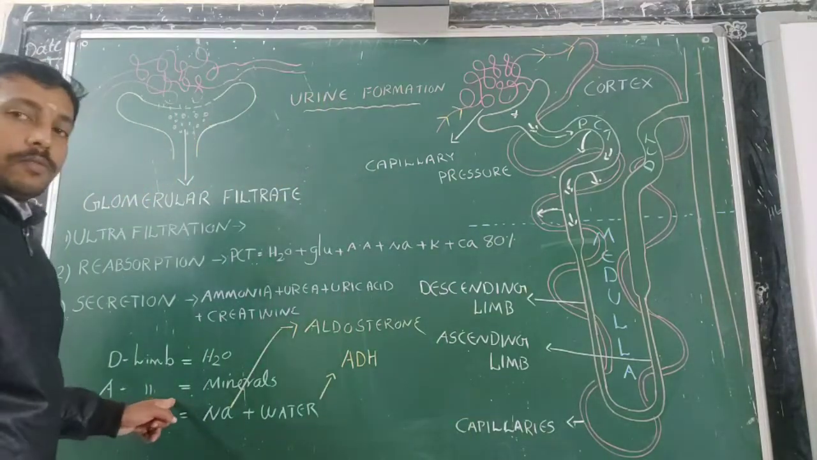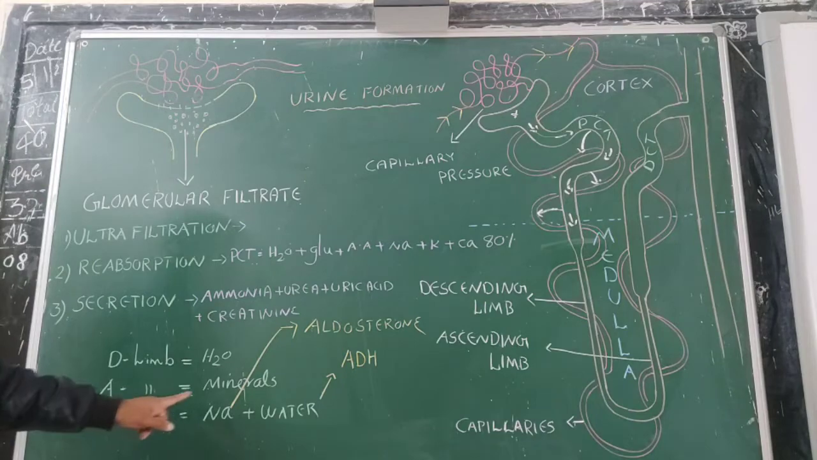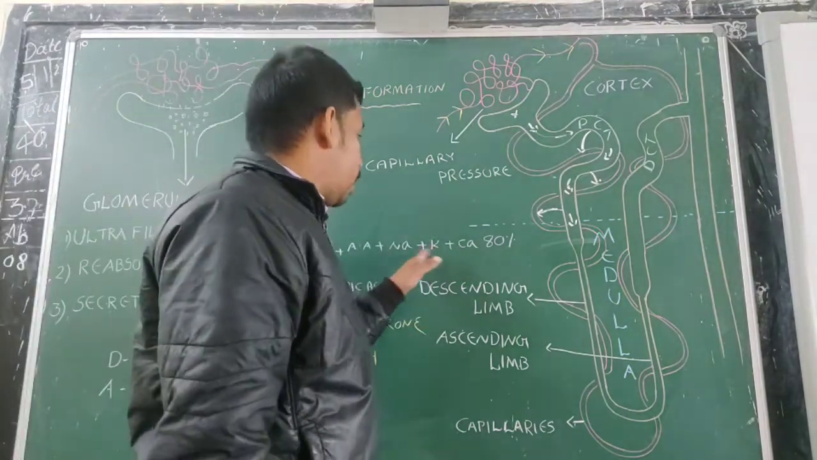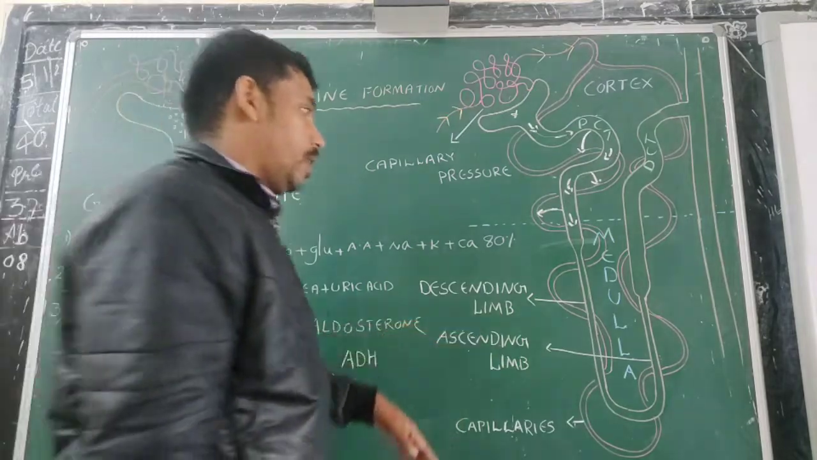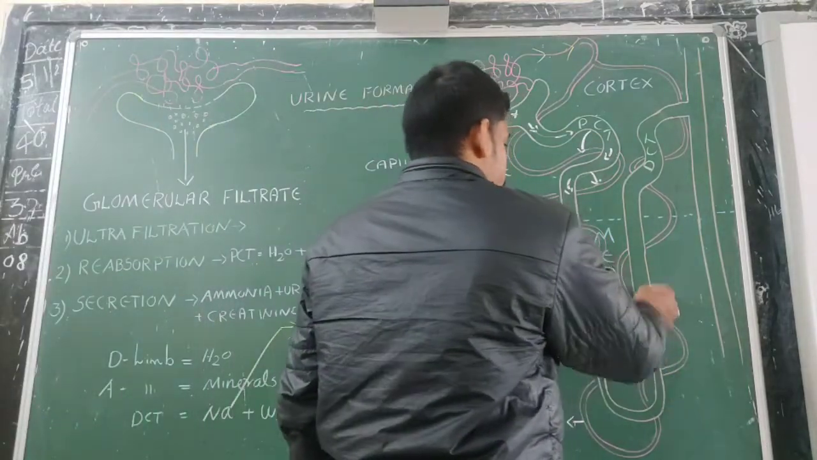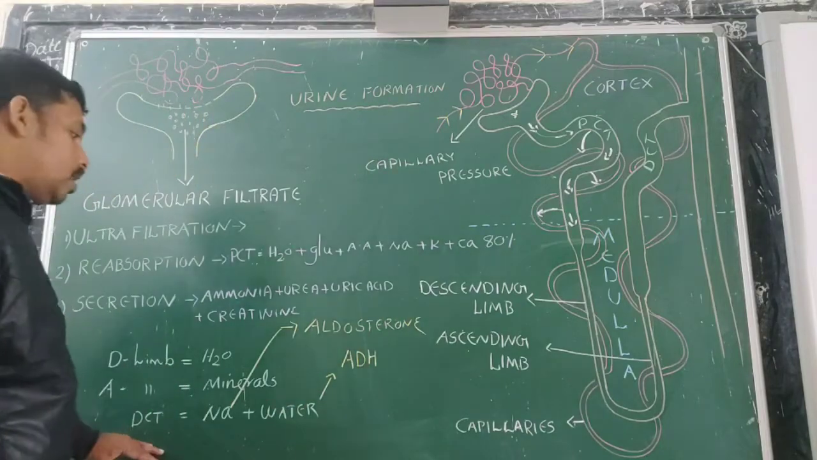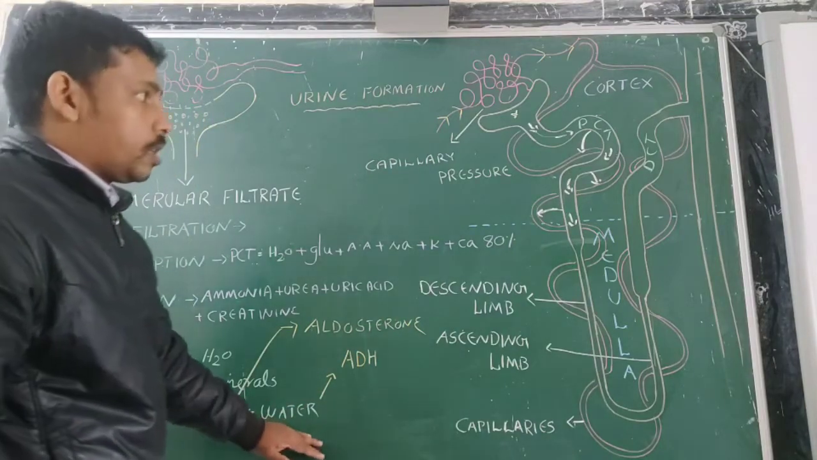Then in the ascending limb, what is happening? That means the minerals such as sodium, potassium and calcium are going to be reabsorbed from this ascending limb. Then what happens in the DCT? That is sodium and water.